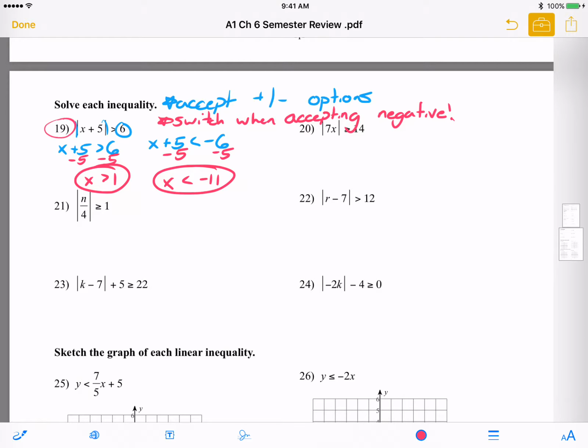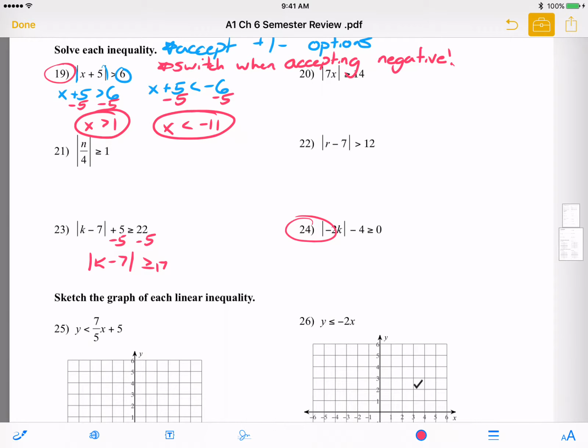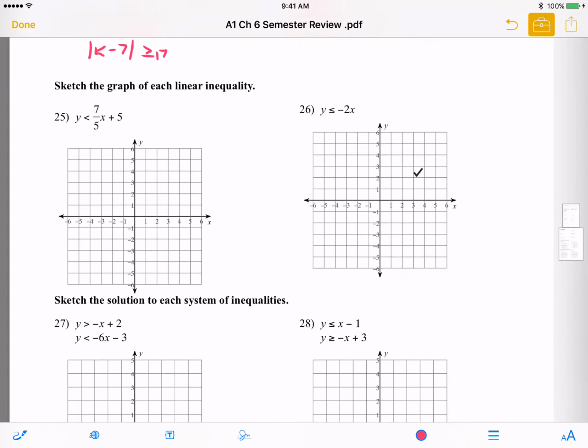So every single one of these, 19 through 24, you should get 2 answers, okay? So be careful in 23 and 24 that you have to subtract that 5 first before you break it up. So now you have k minus 7 is greater than or equal to 17. All right, so go through there, and now you can break it up like we did up here. So remember, absolute value bars always have two answers.